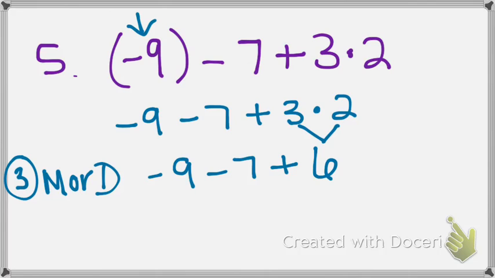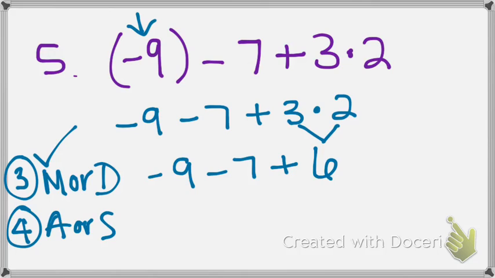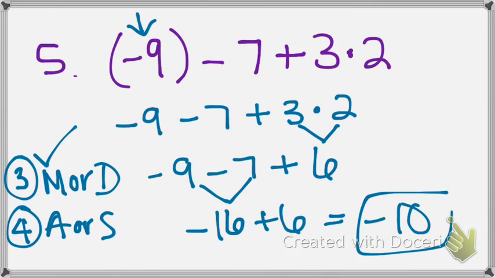Next step, looks like we're done with level 3. So we're going to move on to 4, add or subtract. And we got subtraction before we have addition, so we're going to do that. 9 negatives, and then we're going to go down 7 more. So we got lots of negatives. Bring down plus 6, and that's going to give us 10 negatives.